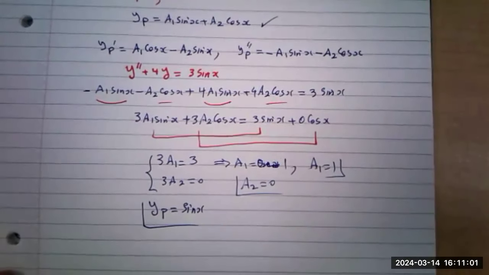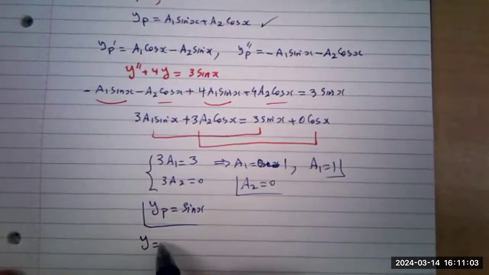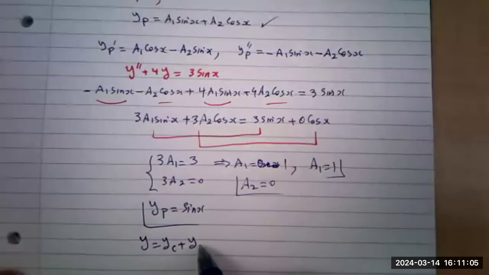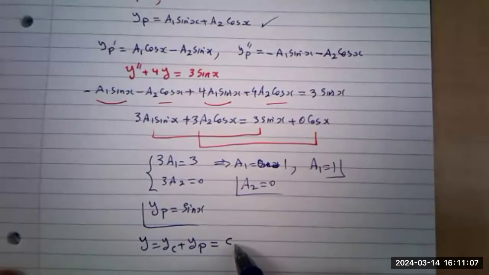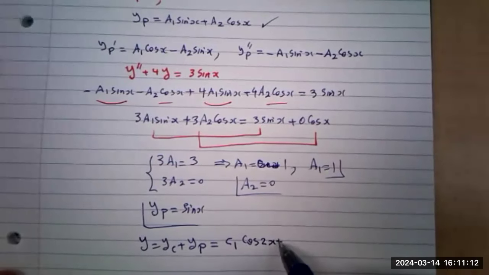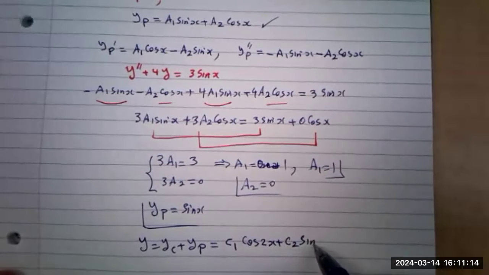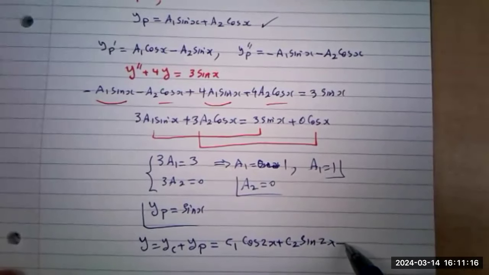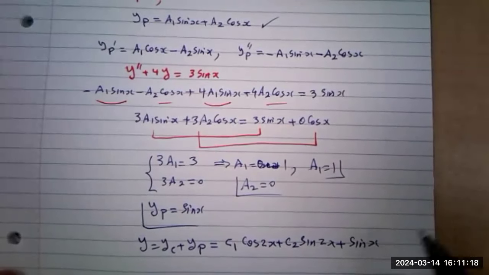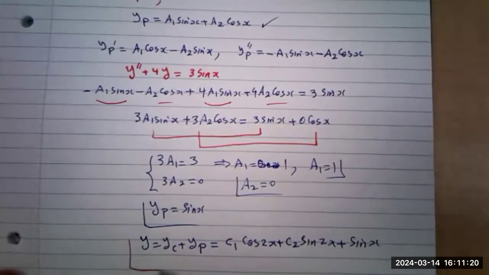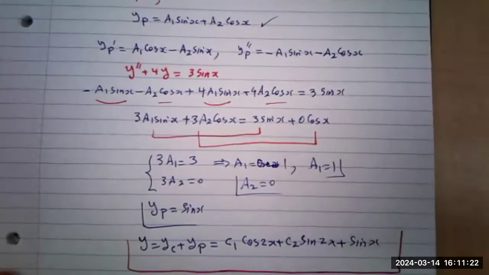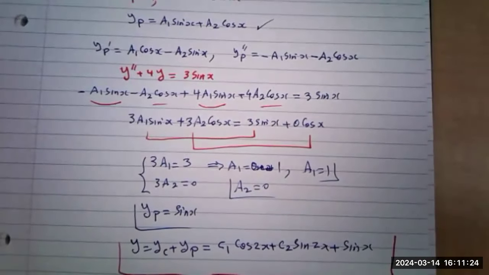Okay, we have the yp and the yc, so the final answer is y equal to yc plus yp. And the yc is c1 cosine of 2x plus c2 sine of 2x, plus sine x. So that gives you the final answer. Any question? So this one was safe, nothing to worry about.